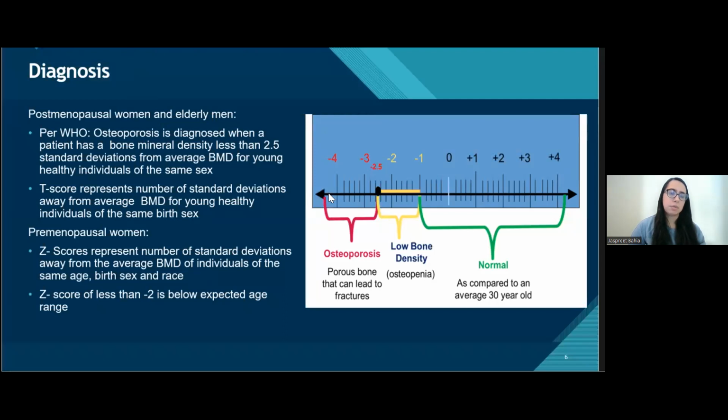And then a note on premenopausal women. For premenopausal women, we use something called a Z-score to diagnose osteoporosis. Z-scores look at bone mineral density of individuals of the same age and birth sex and race. So if your patient has a Z-score of less than -2, that's below expected age range, and that should prompt a workup for secondary osteoporosis.